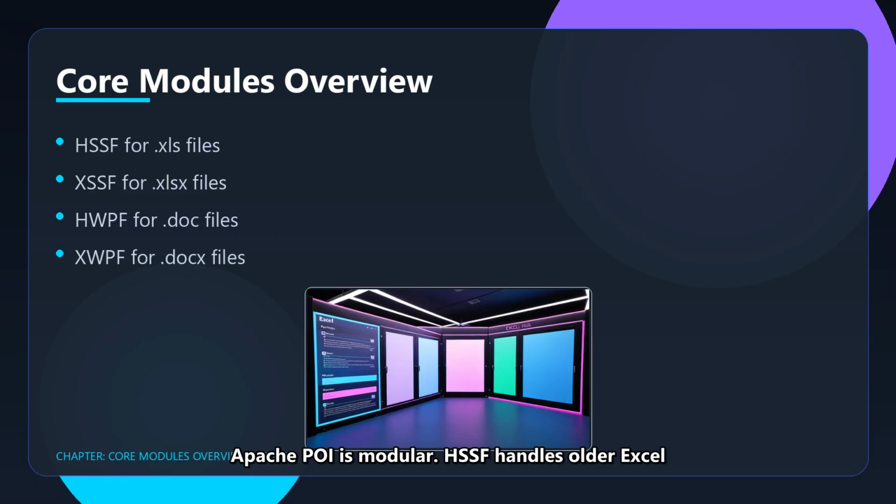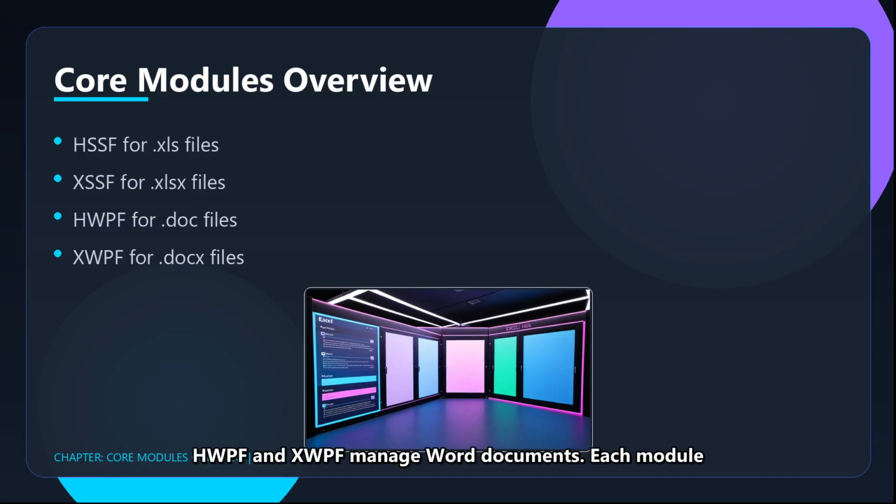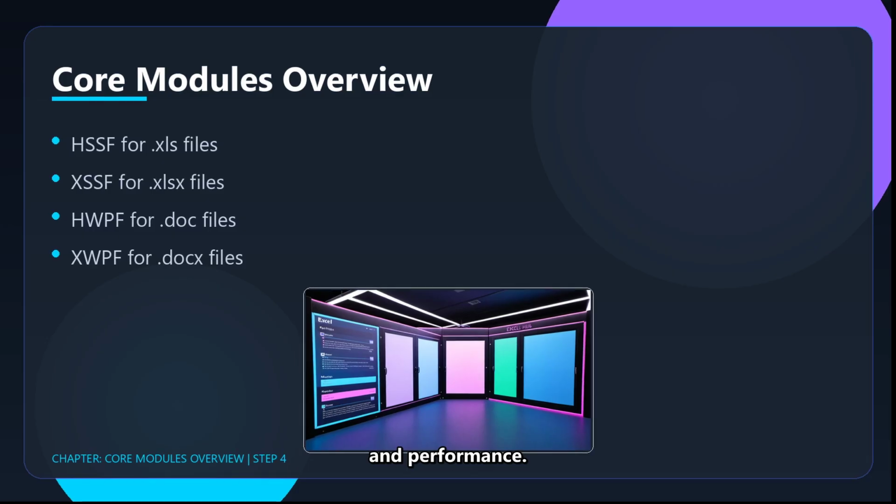Apache POI is modular. HSSF handles older Excel files, while XSSF works with newer ones. Similarly, HWPF and XWPF manage Word documents. Each module is optimized for its respective format, ensuring compatibility and performance.